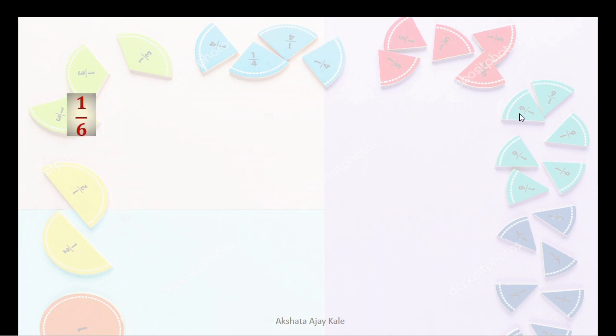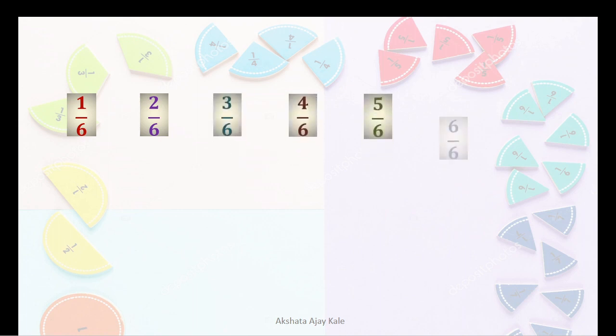Now 1 upon 6 and 2 upon 6. You have to remember the shaded color. Come on, tell me which is bigger. Which fraction shows more shaded color? Yes, very good. 2 upon 6. Correct? Here also we will write all these. Okay, come on, tell me now.